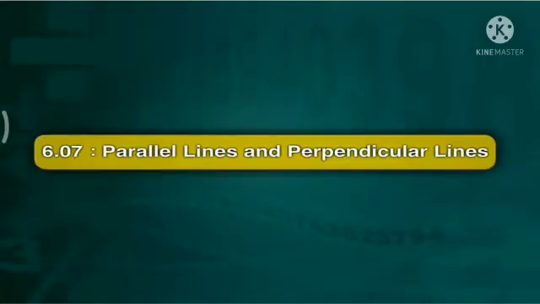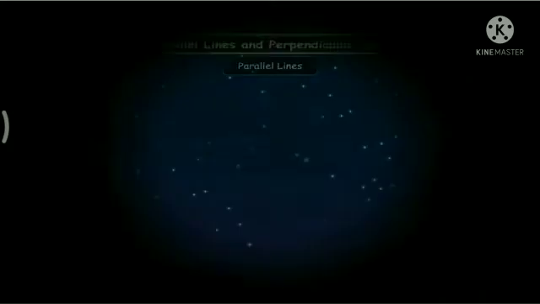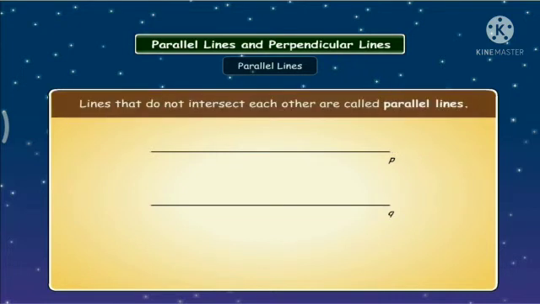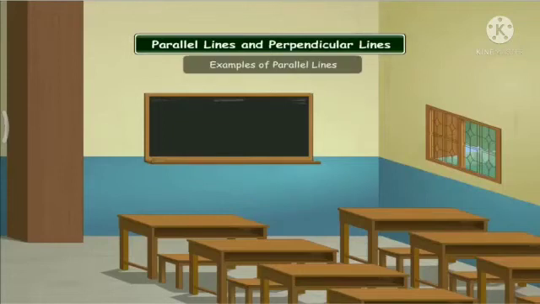Now let's see what parallel lines and perpendicular lines are. Now students, first of all we will see parallel lines. Here line P and line Q do not intersect each other, which means they go in one direction. So these lines are known as parallel lines. Clear, students? Lines which go in one direction and do not intersect each other are called parallel lines. Clear, students?